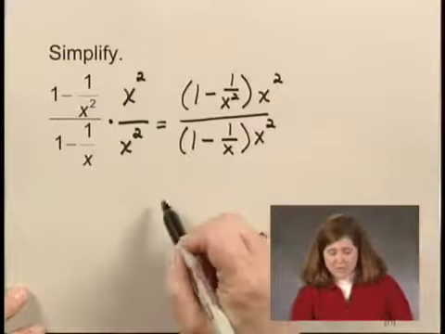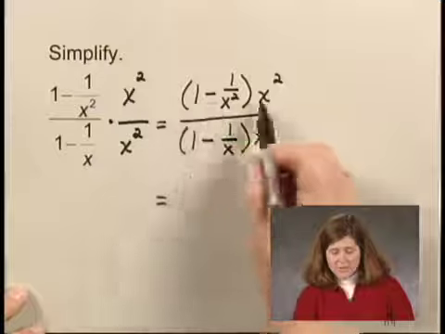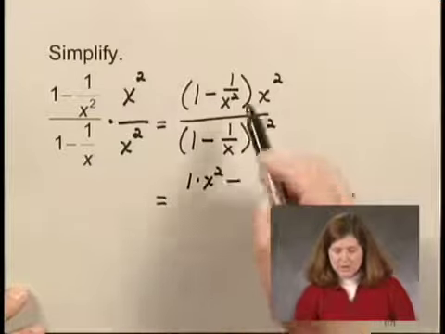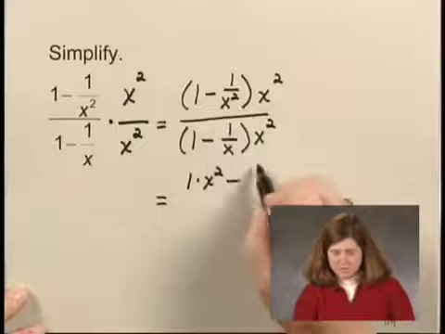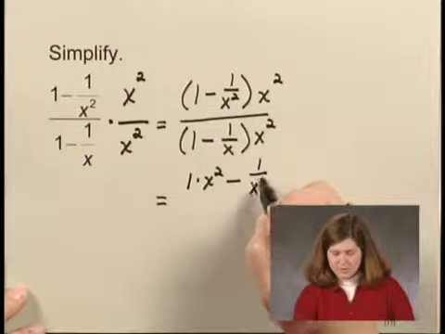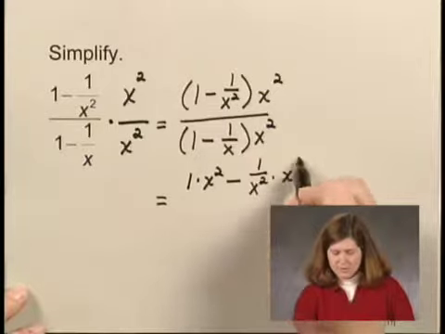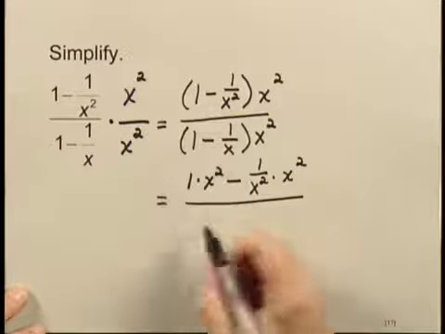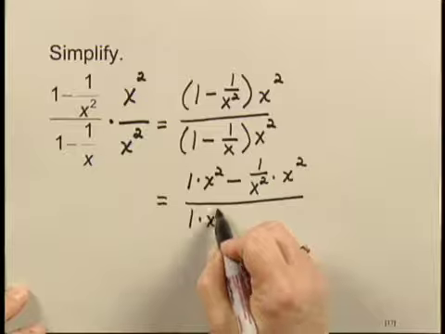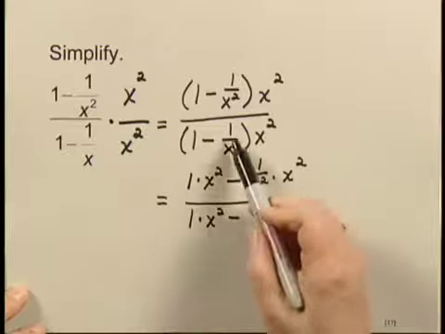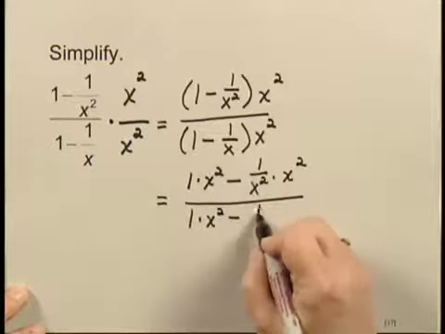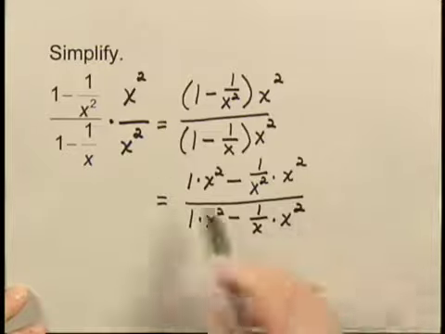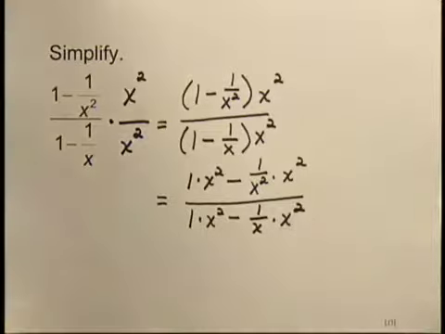I use the distributive property and I multiply 1 times x squared minus 1 over x squared times x squared in the numerator. In the denominator, I multiply 1 times x squared minus 1 over x times x squared. Now I can perform those multiplications.